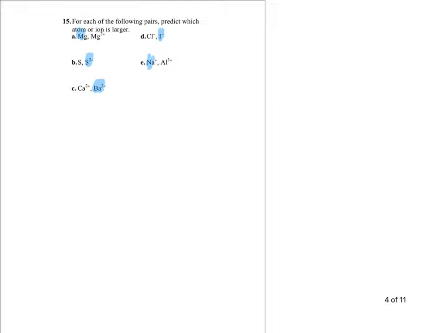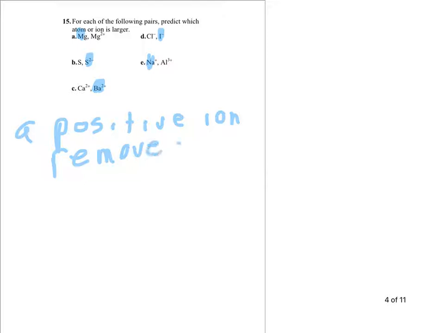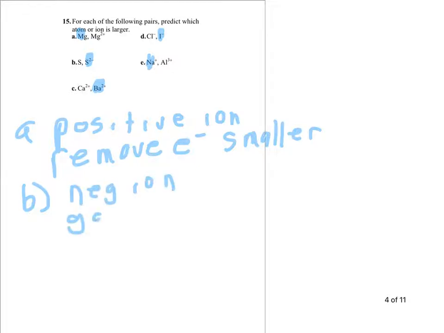Yeah, with A, when you're comparing magnesium and the magnesium ion, if we get a positively charged ion, you had to remove electrons, making it smaller. B, just the opposite, we're getting a negative ion, meaning they had to gain electrons, and it's going to be larger.